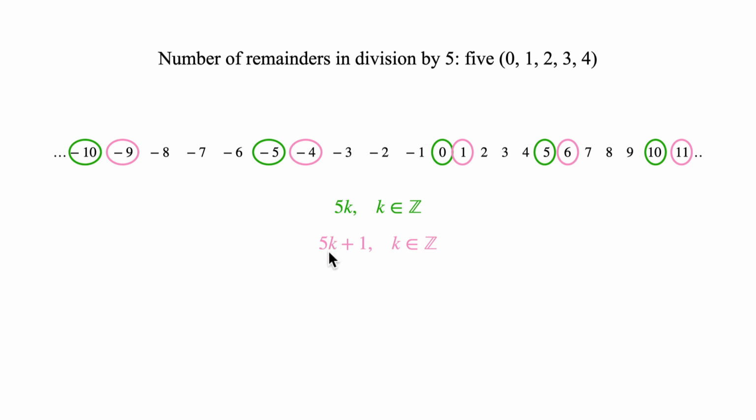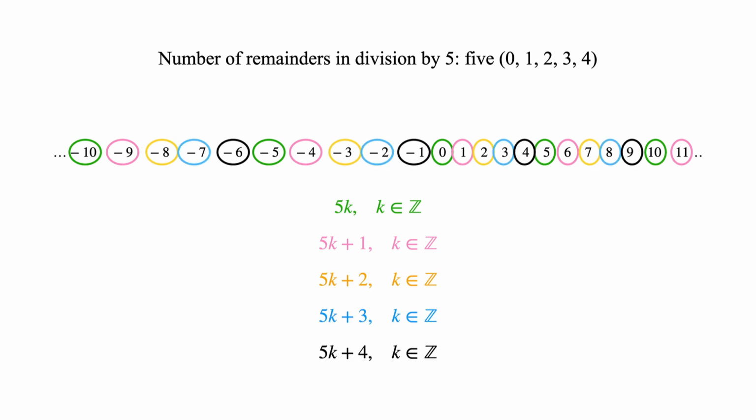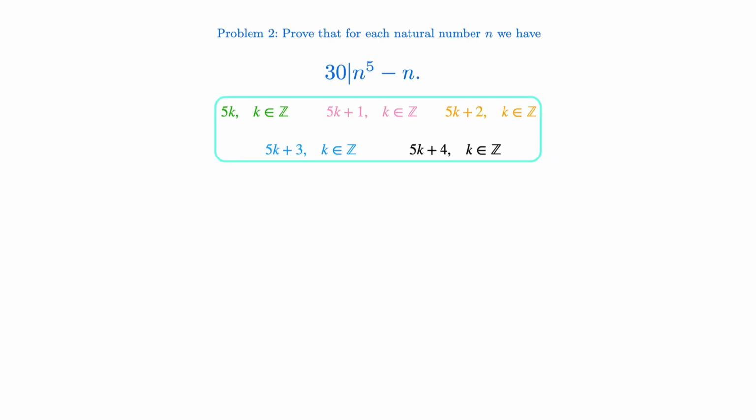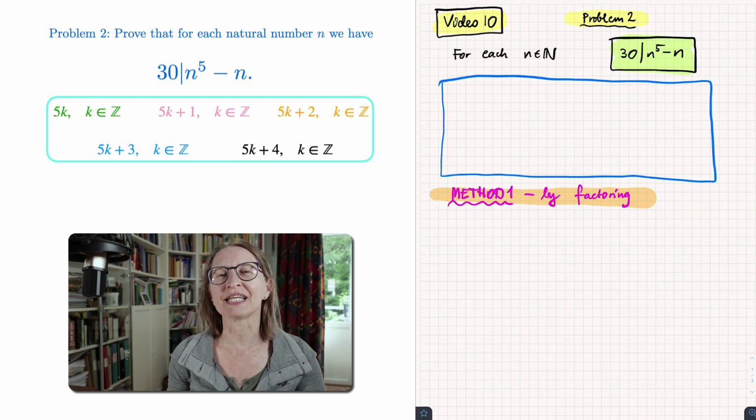Every fifth number has remainder 1 in division by 5. These numbers can be written as 5 times some integer plus 1. Then remainders 2, 3, 4. You see that everything is used here. All the numbers are taken, which means that if you had remainder 5, it is the same as remainder 0, but with k plus 1 instead of k. So just 5 possible remainders. Okay, now we are prepared, and now I will solve this problem.